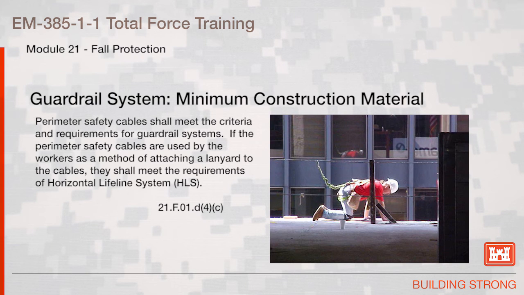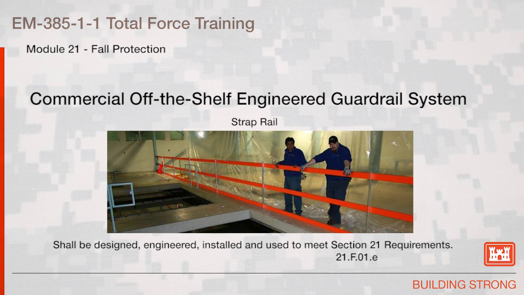Perimeter safety cables shall meet the criteria and requirements for guardrail systems. If the perimeter safety cables are used by the workers as a method of attaching a lanyard to the cables, they shall meet the requirements of a horizontal lifeline system. Commercial, off-the-shelf engineered guardrail systems. This is an example of a strap rail. They shall be designed, engineered, installed, and used, and meet the requirements of Section 21.